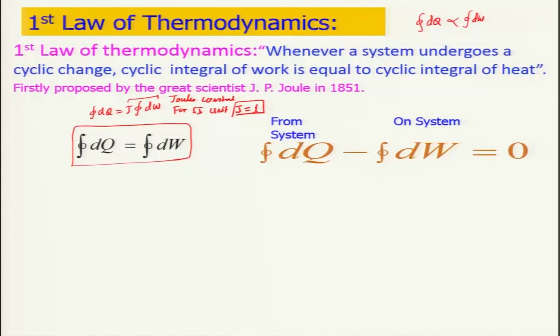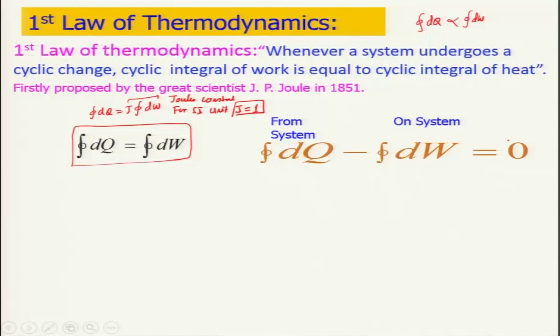And what is the meaning? You can say that basically, if you recall the definition of the system, it is where you concentrate your attention, having a certain fixed boundary. dq is basically the heat going out of and coming into the system, that is the balance, and dw is the work done by the system or on the system, and the net is equal to 0.